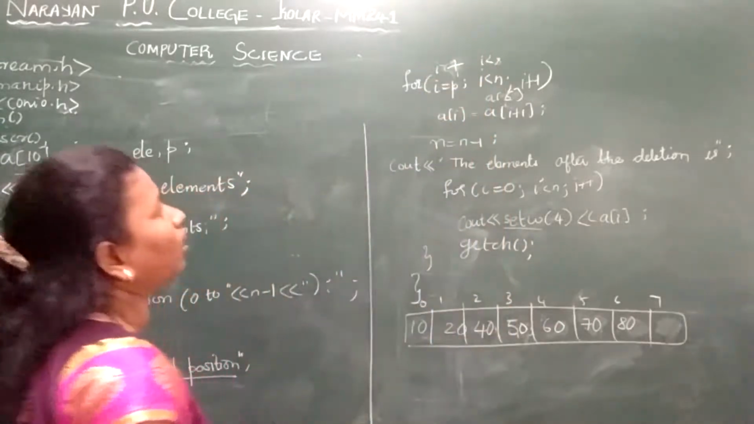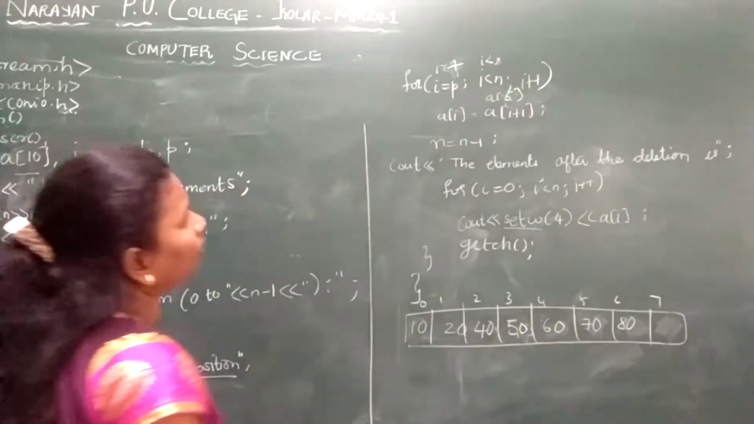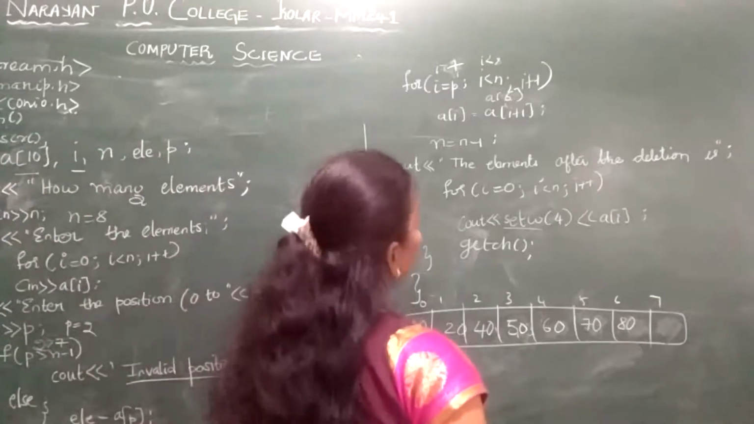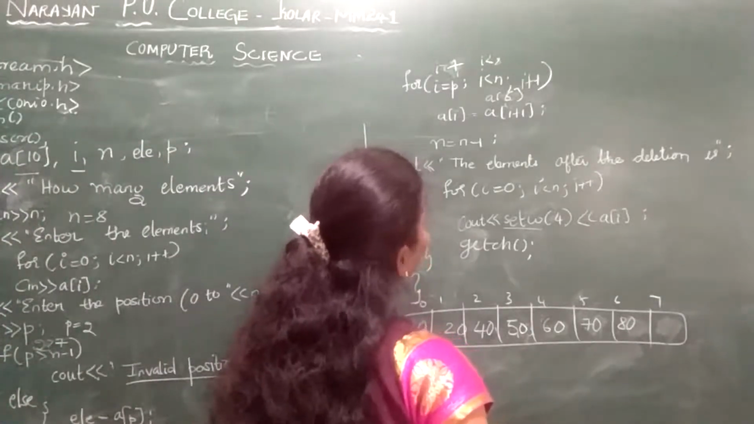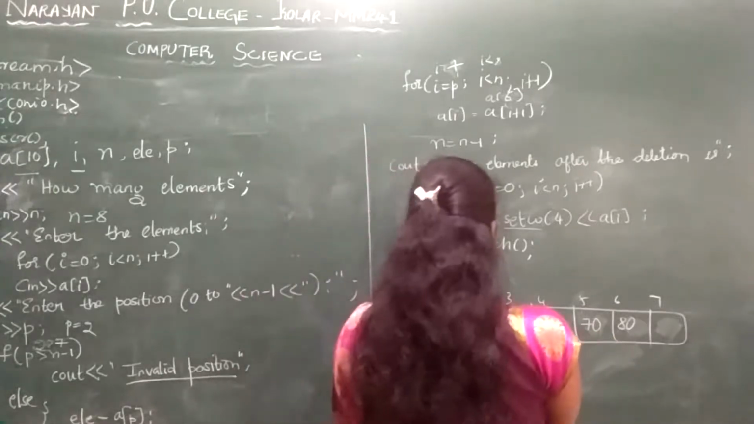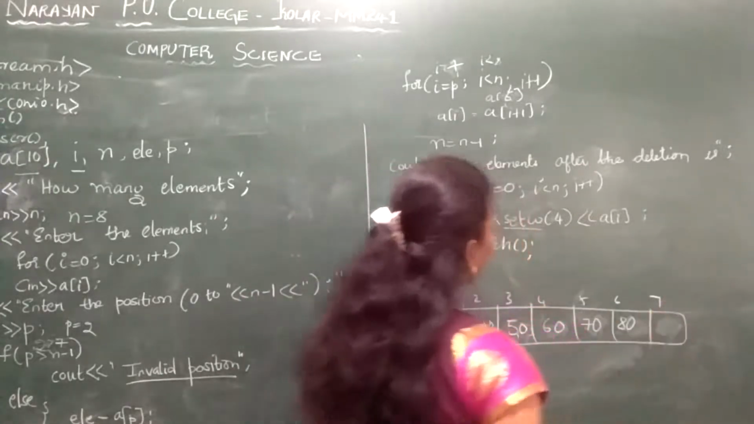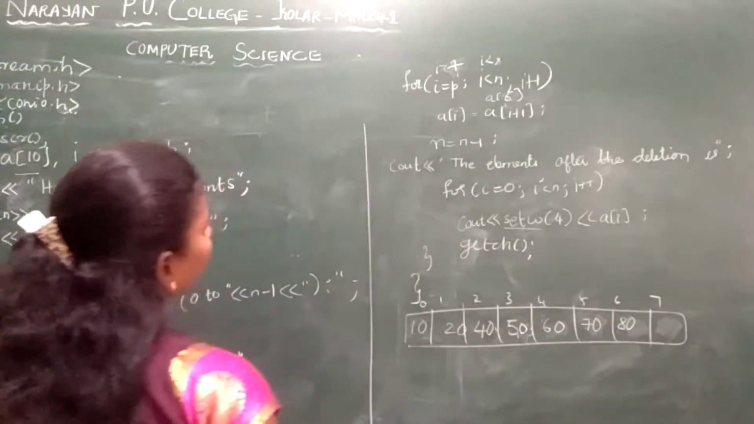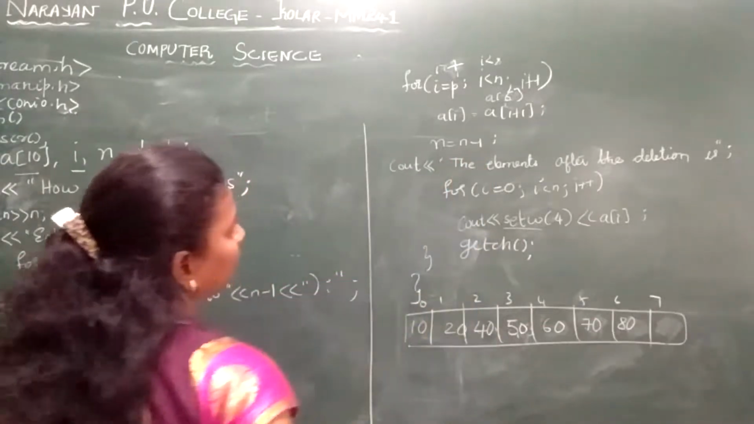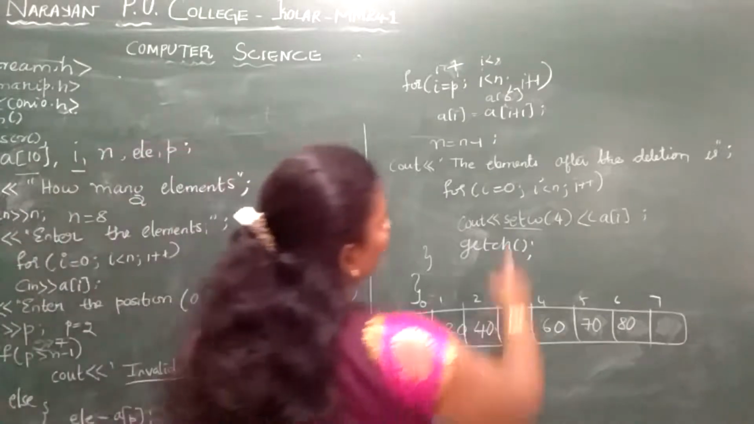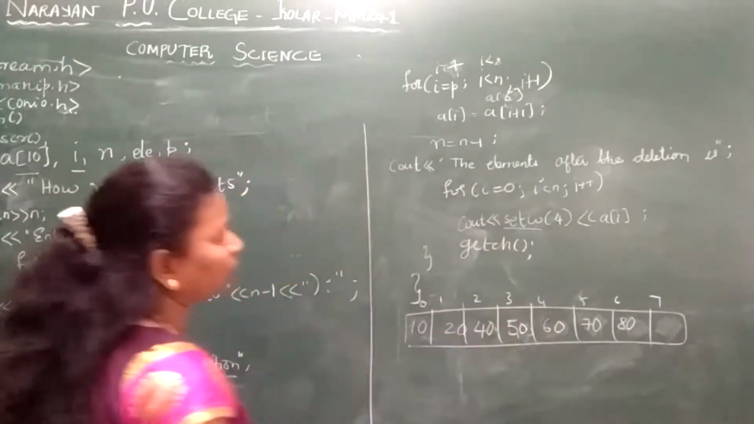7 plus 1 is 8. So a of 8, here the condition fails. We won't have a of 8. Why? Because the size is only from 0 to 7. Here the condition fails. The n value becomes n minus 1, so your array size decreases. Now we want to just display the elements after deletion.